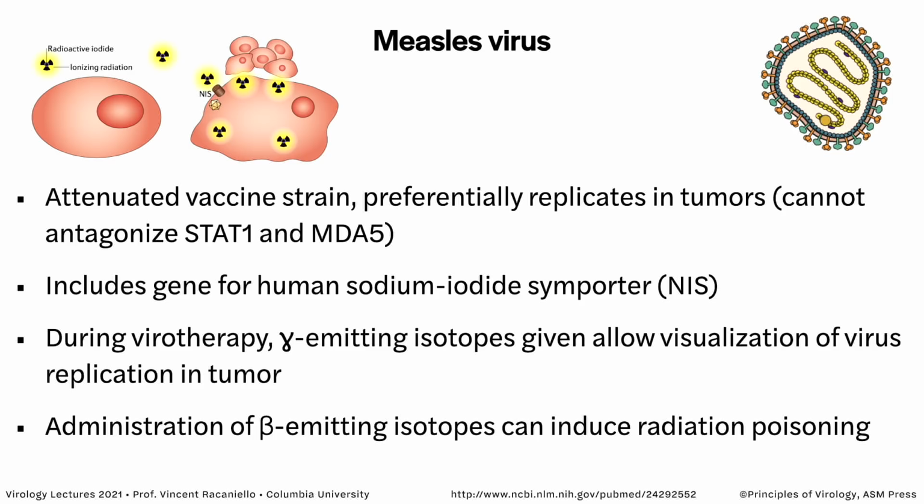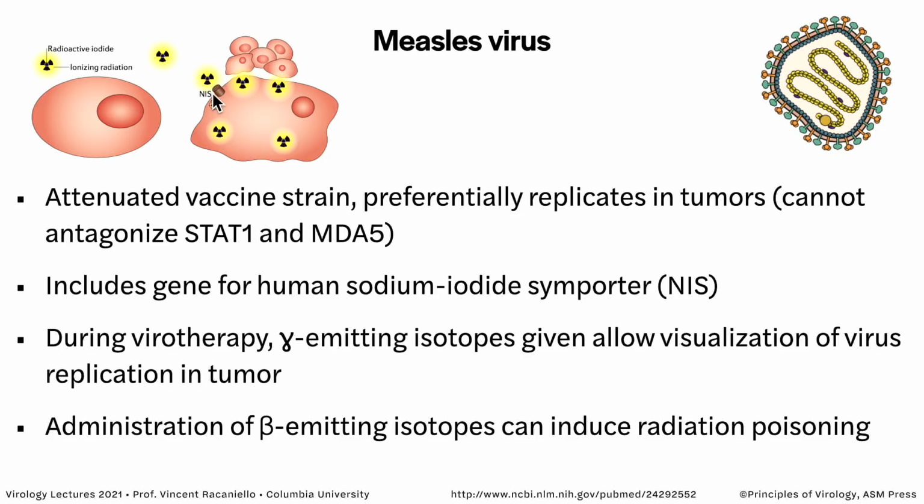Measles virus is being developed as an anti-cancer agent, the vaccine strain in particular. This is an infectious attenuated vaccine strain. It preferentially replicates in tumors. And the changes that make it a good vaccine turn out to make it unable to antagonize parts of the innate response. So the virus replicates well in tumors. We've put the gene for a symporter. A symporter will exchange ions in the cell. And so then during treatment of patients, you give them gamma-emitting isotopes so you can see the tumor.